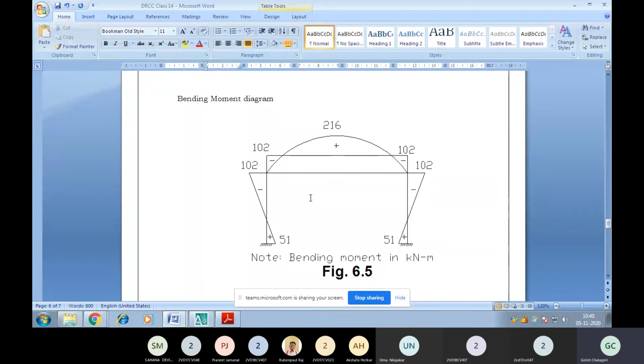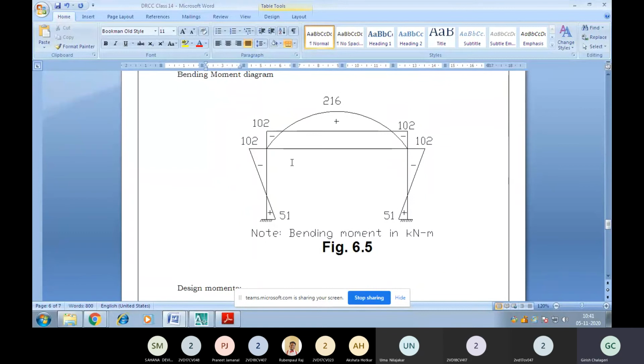But in here, the total depth is 216. In that, you should deduct 102, and the remaining will be the mid span moment. That is 216 minus 102, left with 114 here. So 114, that should be factored further. We are going to factor it, and we can see after drawing the bending moment diagram, the end moments for the beam is 102, and the mid span moment is 114.